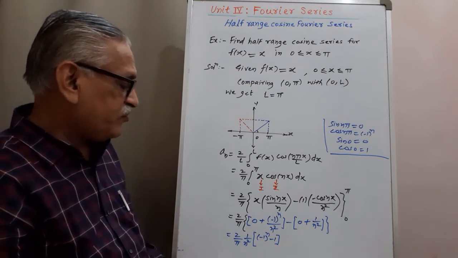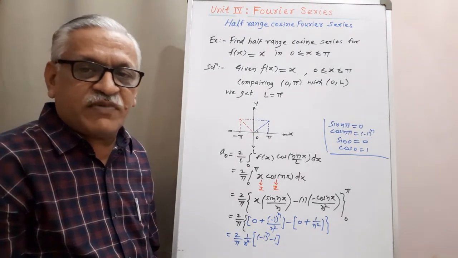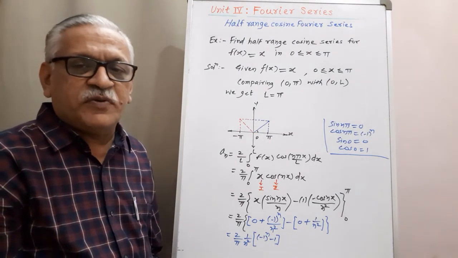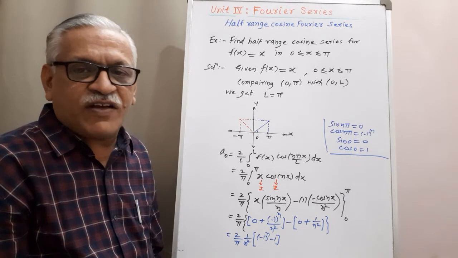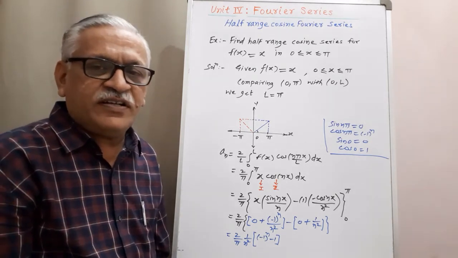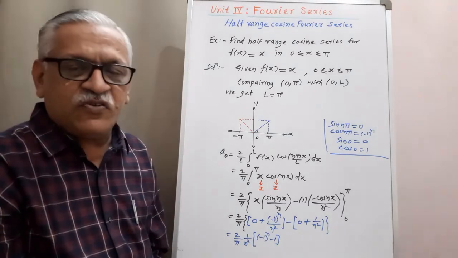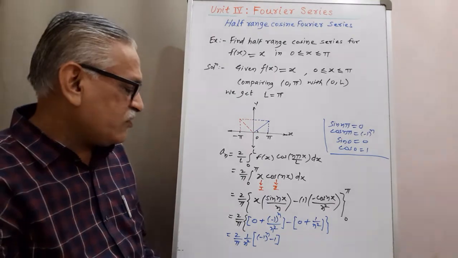And therefore, as we are getting this type of term, minus 1 raised to n minus 1 or plus 1 in the numerator, we are getting two different values for even and odd. We require to find two different values: when n is even, what is the value, and when n is odd, what is the value.